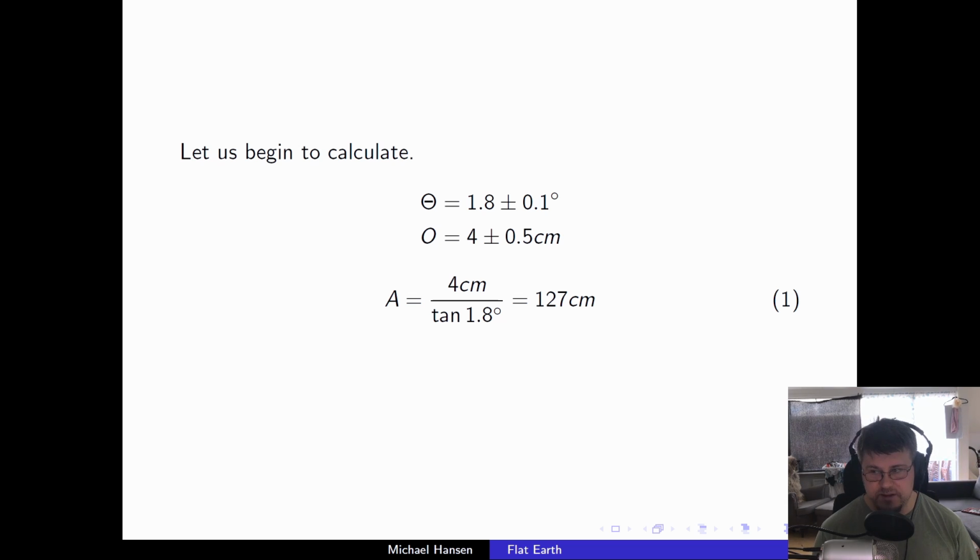So 127 centimeters. Alright, my daughter just came in and wanted some help.